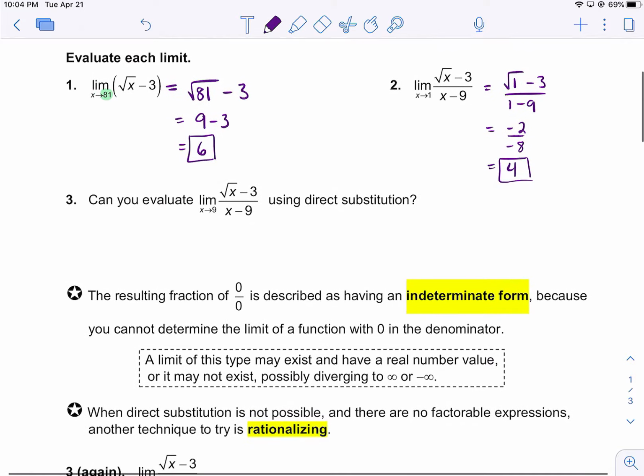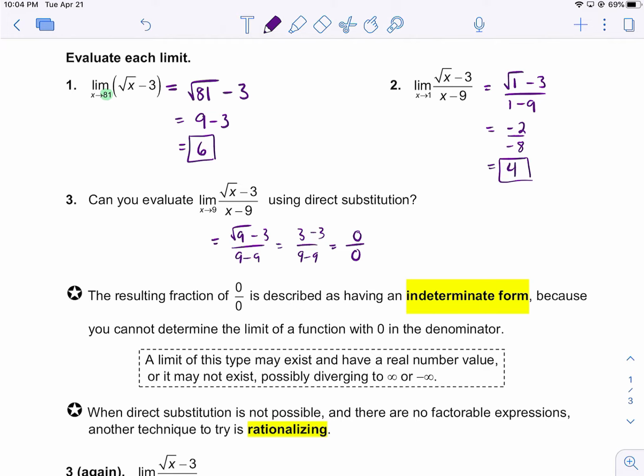So then let's go to number 3. The question is, can we evaluate the limit as x goes to 9 of the same function we worked with, the square root of x minus 3 over x minus 9, using direct substitution? Well, let's try it. This becomes the square root of 9 minus 3 over 9 minus 9. Well, that's 3 minus 3 over 9 minus 9, which is our indeterminate form of 0 over 0. This means not necessarily that the limit doesn't exist, but that direct substitution doesn't work, so we have to do something else.